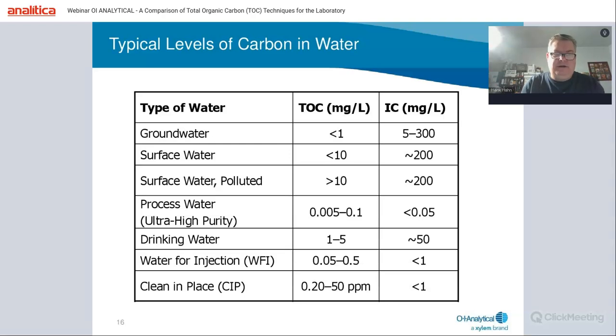Now, I have a chart here that talks about the typical levels of carbon in water. For groundwater, less than 1 microgram per liter IC, TOC 5 to 300 milligrams per liter. Surface waters, less than 10 IC, 200 TOC. Surface waters greater than 10, 200, IC in milligrams per liter. Processed water, you'll start to see lower levels. Drinking water, 1 to 5 milligrams per liter. Water for injection, and then clean in place, with lower limits.